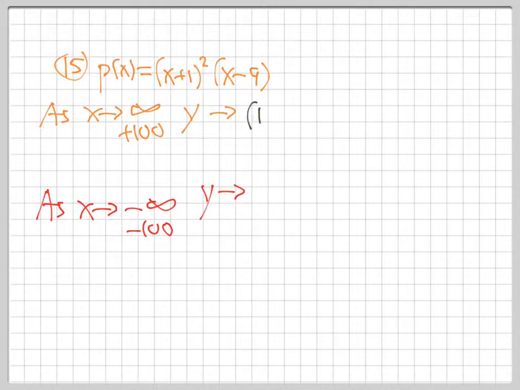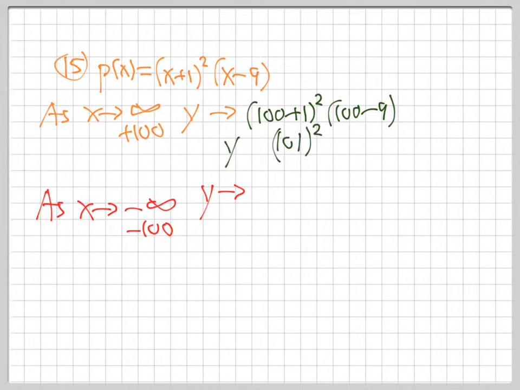So as we plug in positive 100, we get 100 plus 1 squared times 100 minus 9. So does that come out positive? This is 101 squared. Y will equal 101 squared times, what is that, 91? Is that coming out positive or negative? Positive. Yeah, everything's positive there. It's positive infinity, huh? All right, and then the next one, what are we plugging in? Negative 100.